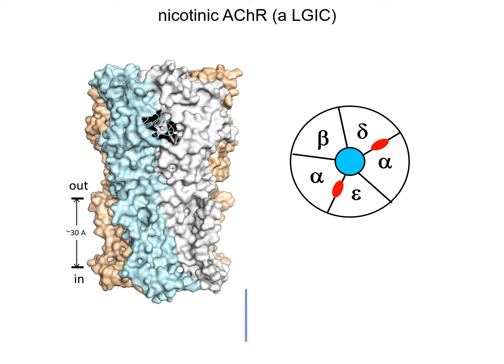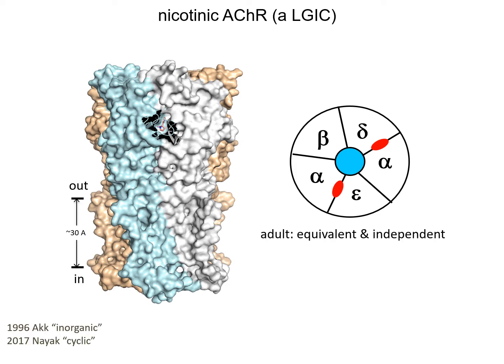The subtype of nicotinic receptor that we will be considering is the muscle type. And in adult muscle, there are 2 binding sites shown here in red that are equivalent and independent. And equivalent means that they have similar binding properties for the agonist that we will be talking about today. And they are independent, meaning that those binding properties remain the same regardless of whether the companion site is occupied or empty, filled with water.